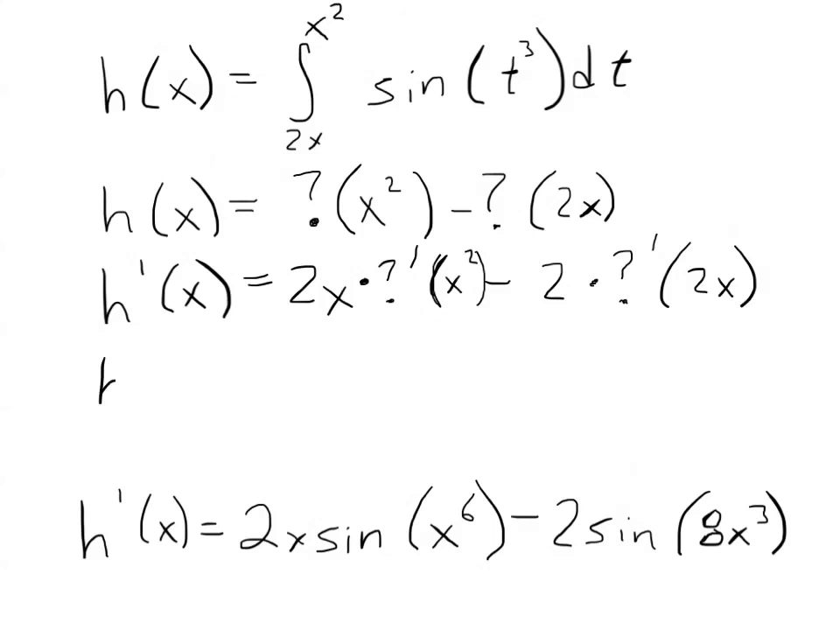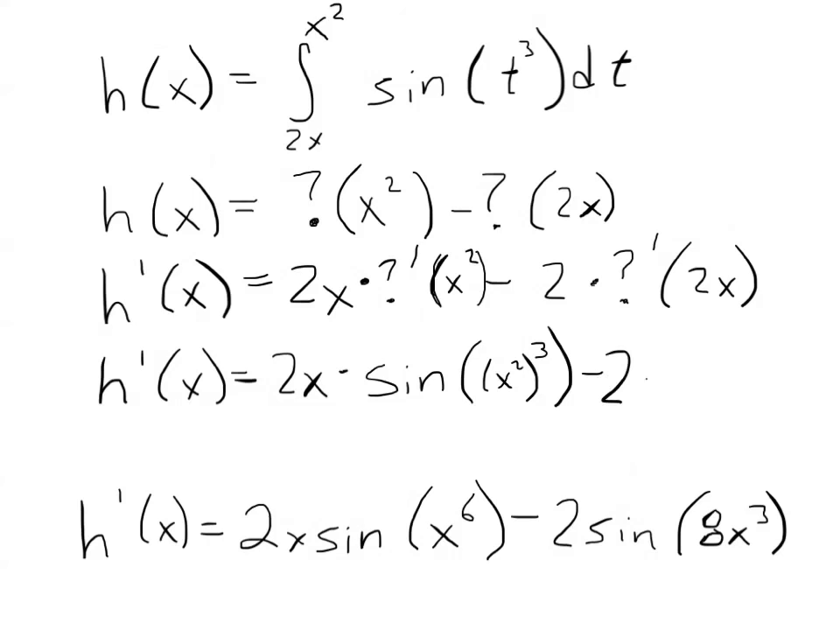And so now, sort of our final step then is to say, okay, well great, I know I've got this 2x that's waiting here. What is question mark prime? Question mark prime is this function with x squared plugged into the t. So this is going to be sine of not t cubed, but x squared cubed, minus 2 times the sine of not t cubed, but 2x cubed. And then in the final step, you can see how that just simplifies to the x to the 6th. This just simplifies to the 8x cubed.